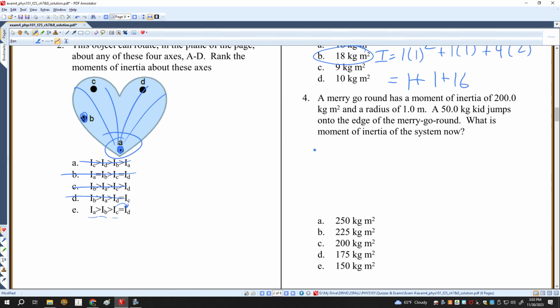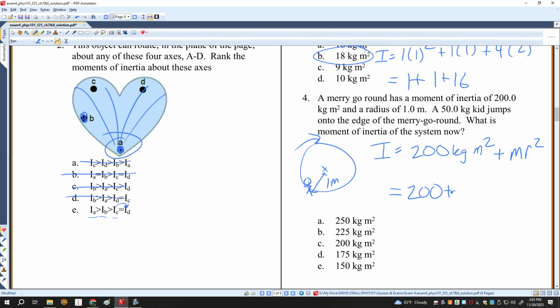The merry-go-round has a moment of inertia of 200 kilogram meter squared. But then a kid jumps on, he's 1 meter from the axis of rotation, and he adds an additional mr squared to that. So that's 200 plus the mass of the kid, which is 50, times the radius, which is 1 squared, or 250 kilogram meters squared for number 4.